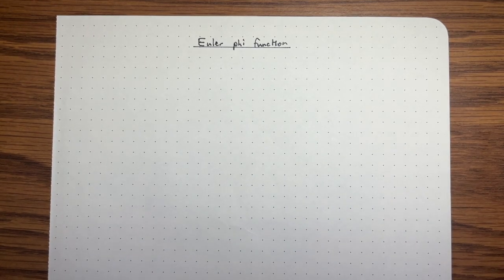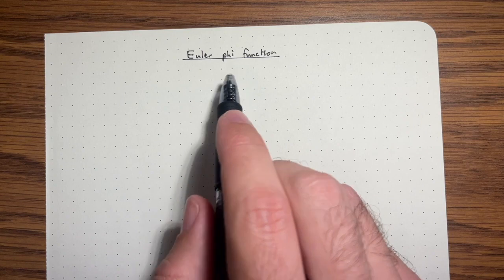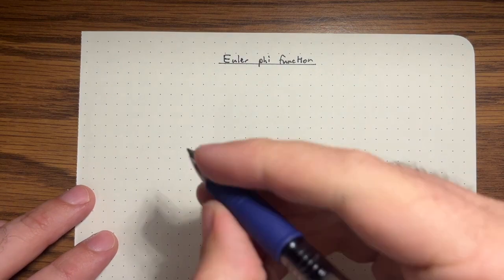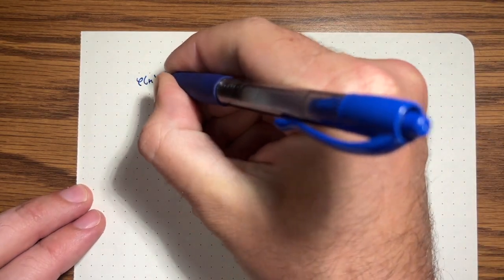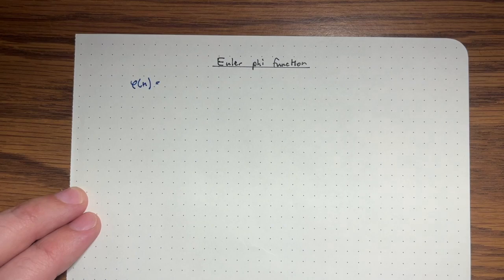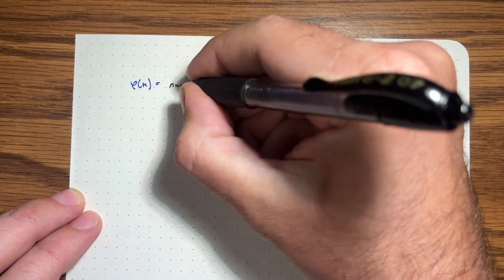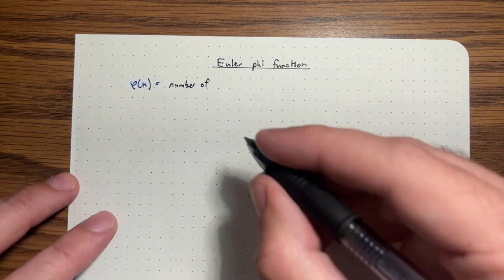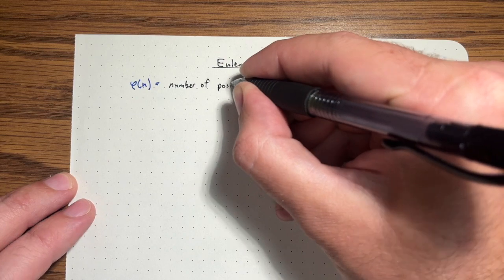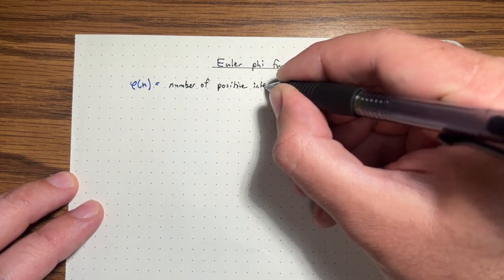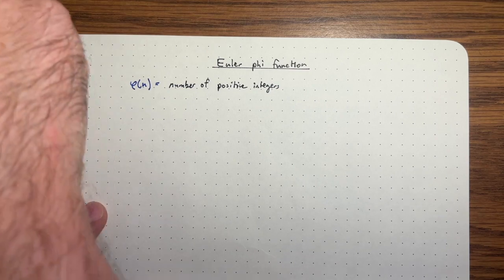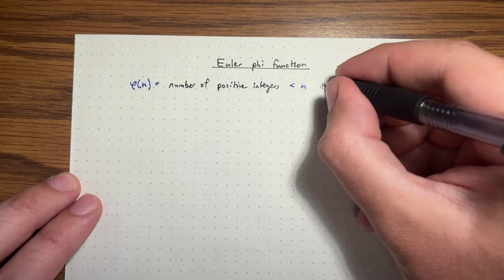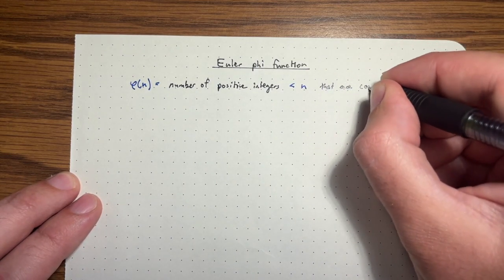In this lecture, we're going to take a closer look at the Euler Phi function. So what is this function? Well, it's denoted phi of n, and this is the number of positive integers less than n that are co-prime to n.